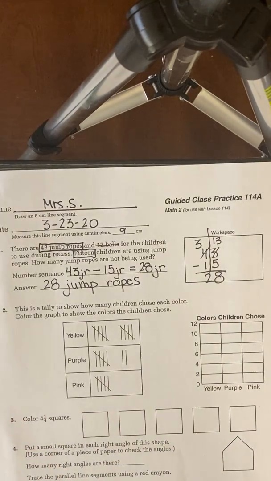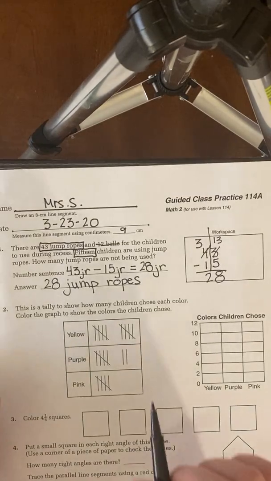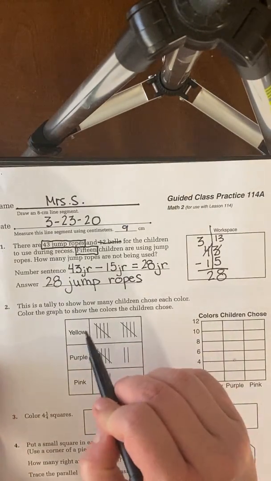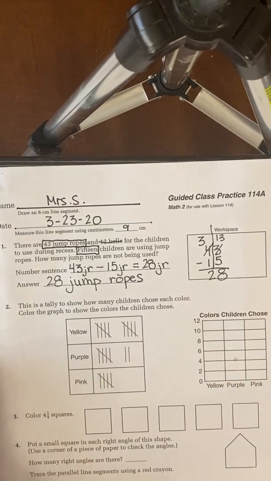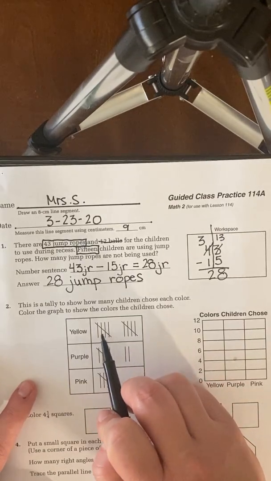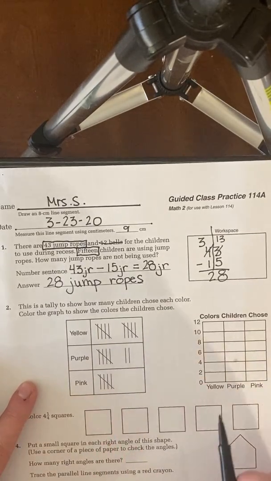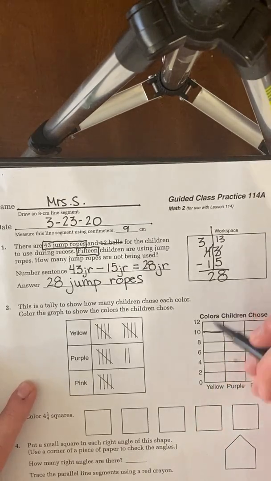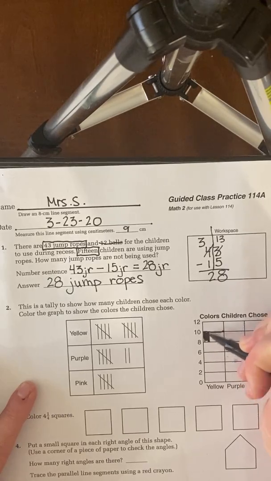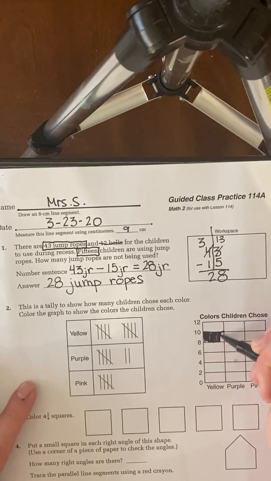Ooh, so now number 2, it says it shows my tally marks for how many children chose each color. But I need to color in my graph to show the colors the children chose. So let's go ahead and look at yellow first. Count with me. When it looks like this, how many is that in a group? When we do tally marks and we do that little sideways check mark, it's a what? 5, group of 5. So let's go ahead and count that. 5, 10. So let's go to my yellow. I'm going to stop at my 10 first, so I know that's where I'm coloring to. And then I'm actually going to color down to 0.